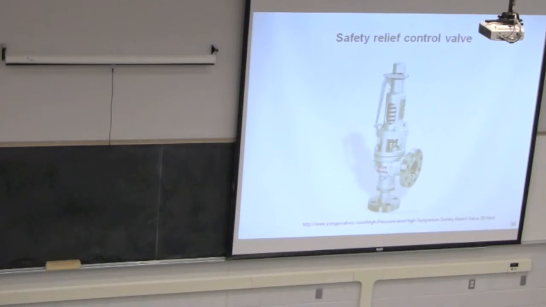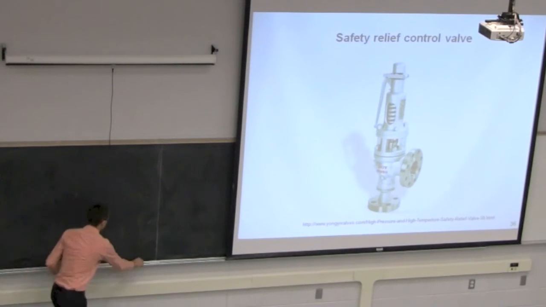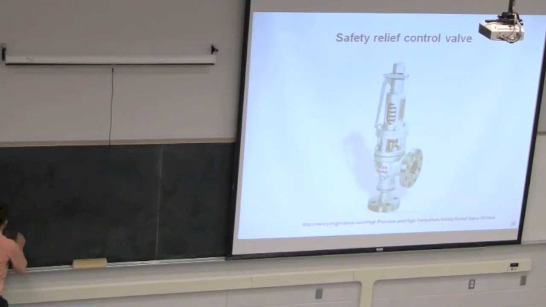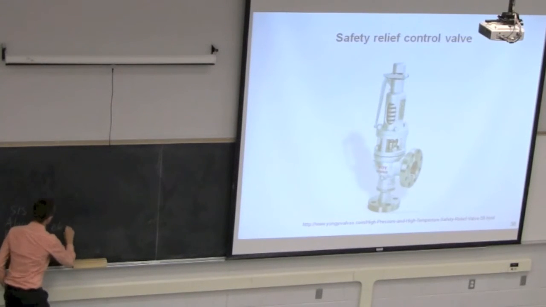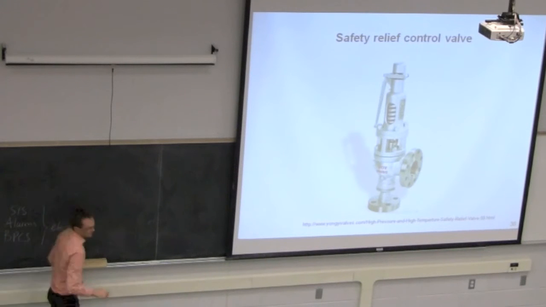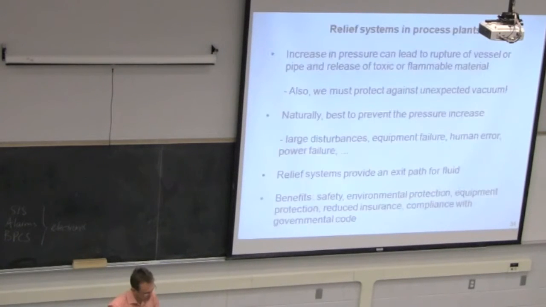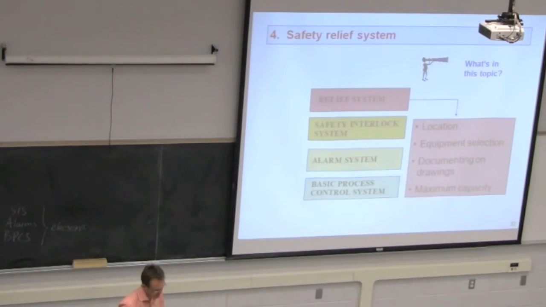Okay, so let's continue on where we were last week. We're in this last layer of the safety system. So, quick recap: at the bottom we've got our basic process control system. We've got alarms, SIS. So those are three systems that are automatic. They're electronic. Okay, so we looked at that a few classes ago. And the next section we're looking at here is relief.